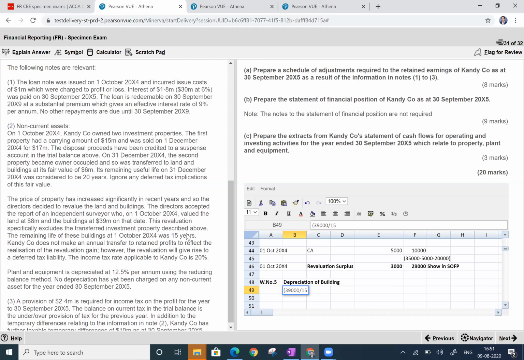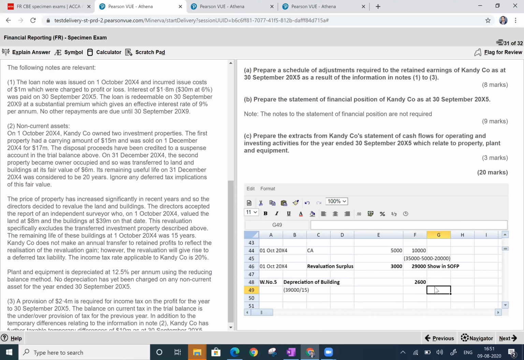Now you have to check whether it is full year. When did you revalue? In October X4. When is your year end? September X5. So you have revalued in the beginning. So it is 39,000 divided by 15 for an entire year. Your depreciation is 2,600. Clear? So depreciation is 2,600. What you have to do?